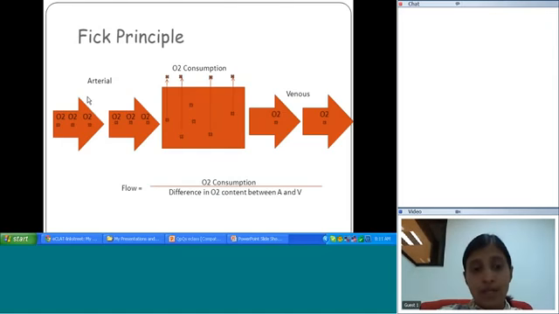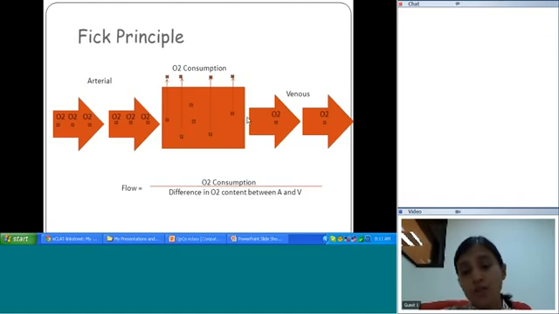So, if you consider oxygen to be the marker, it's called an indicator or a marker, and you consider the body, or the organs, to be this rectangle. Now, arterial blood carries oxygen to all the organs. In the organs, oxygen is consumed. Some of the oxygen which is not consumed comes out in the venous blood.